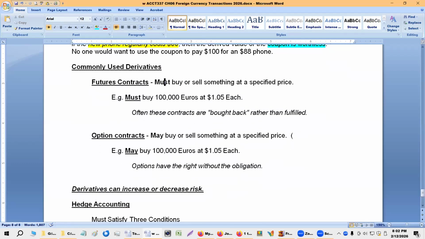And you can have futures contracts, and futures contracts are contracts that must be fulfilled. And you can buy these contracts, putting forward what you can buy things at or sell them at, depending on whether you're buying or selling the certificate or the currency. These contracts are usually bought back rather than fulfilled.